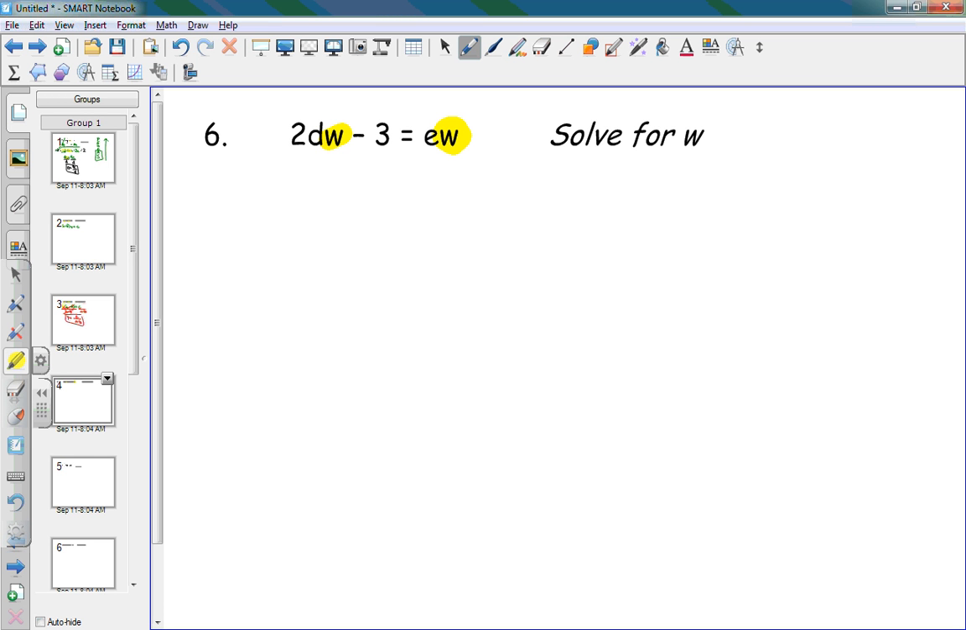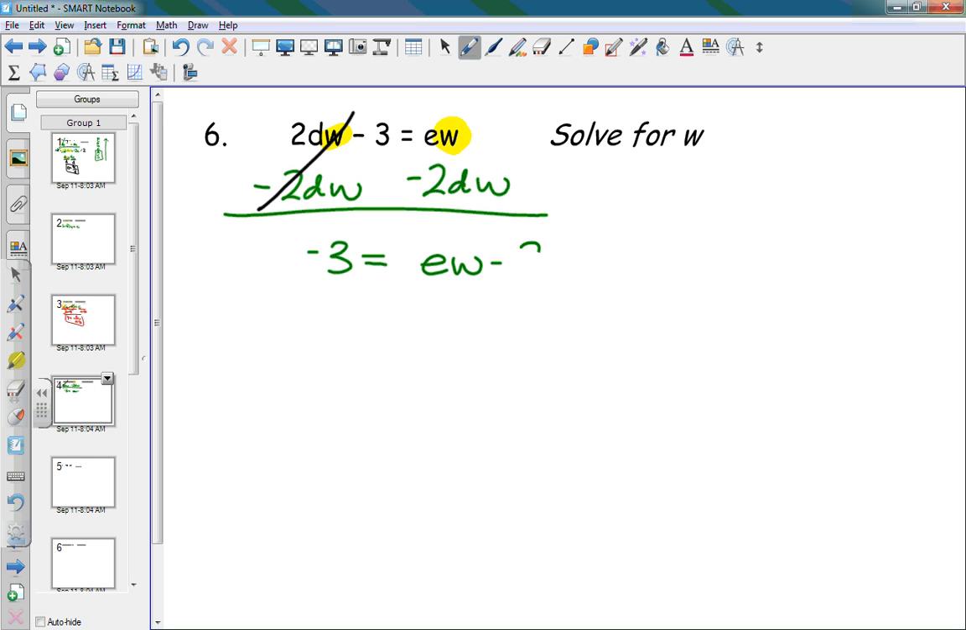Which means I need to bring these items on the same side. Now, which one would be smarter for me to move, the 2DW or the EW? I want to take the W's and put them on the same side. So we already have a 3 on the left, so we're just going to leave that there. And how do I bring over the 2DW? Why do I subtract it, Caitlin? Because it is positive already. So working from left to right, this is gone, and I'm left with negative 3 is equal to EW minus 2DW.